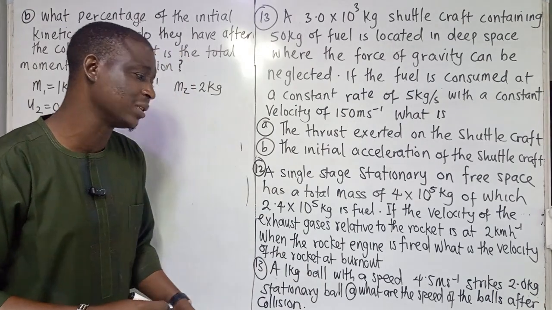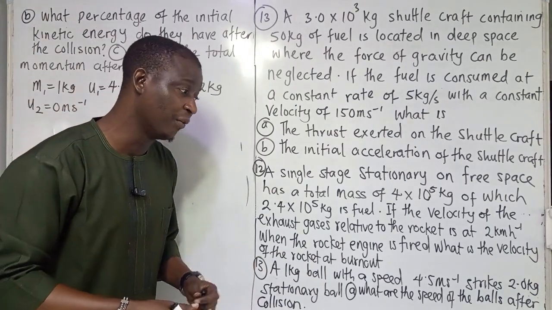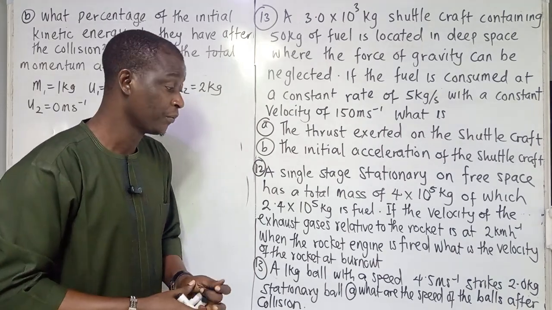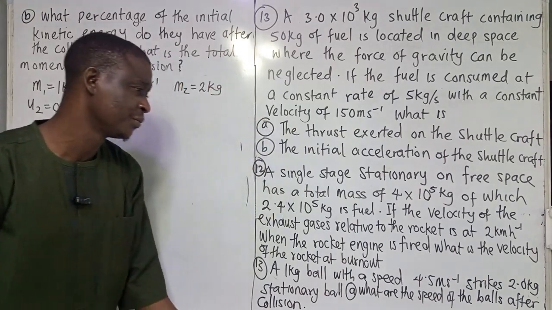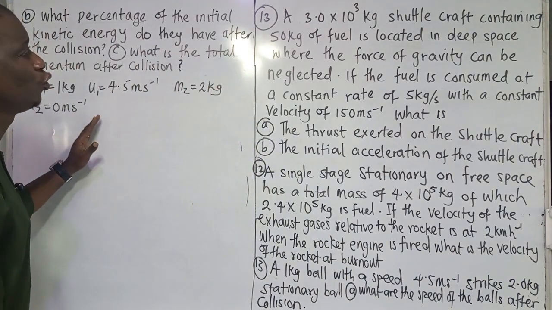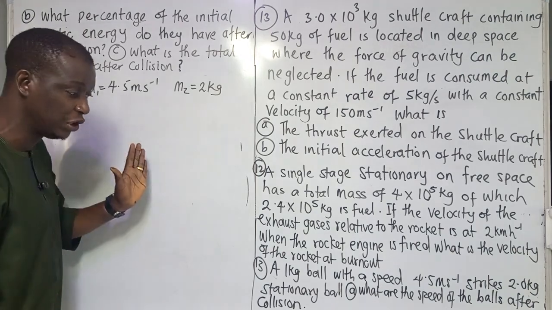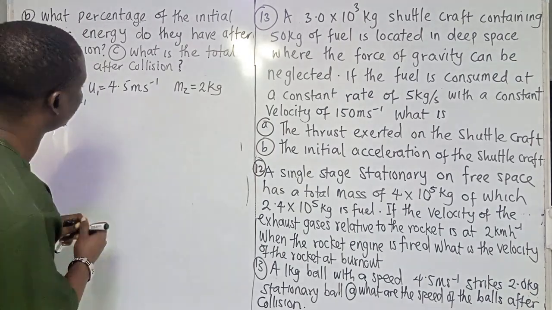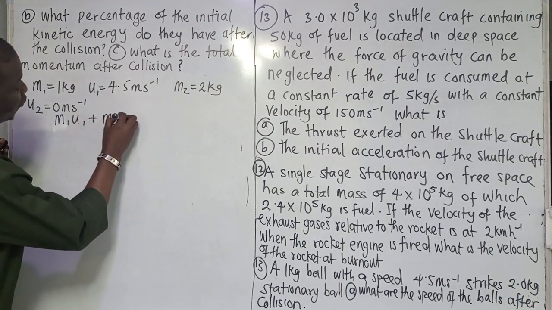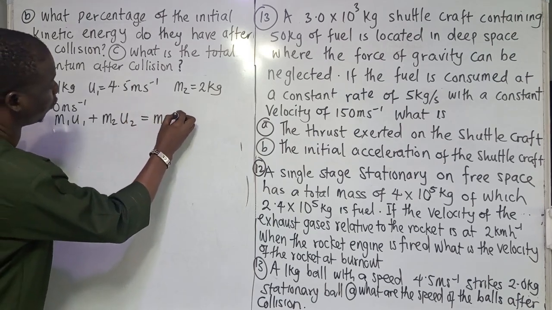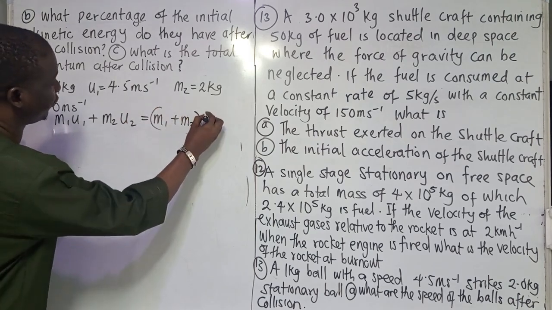So what are the speeds of the balls after collision? For them to ask the speed of the balls after collision, it means that what we are going to use now is an inelastic collision. And for inelastic collision, I want to assume M1 U1 plus M2 U2 equals M1 plus M2 times V.